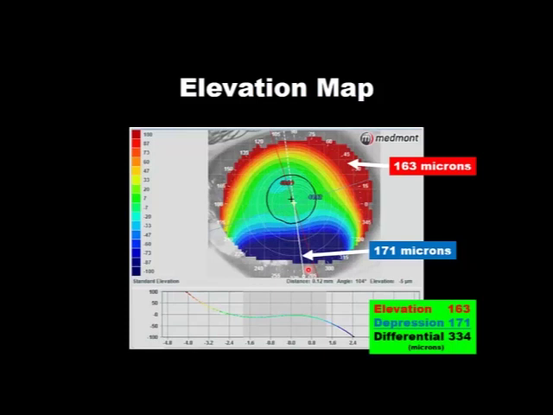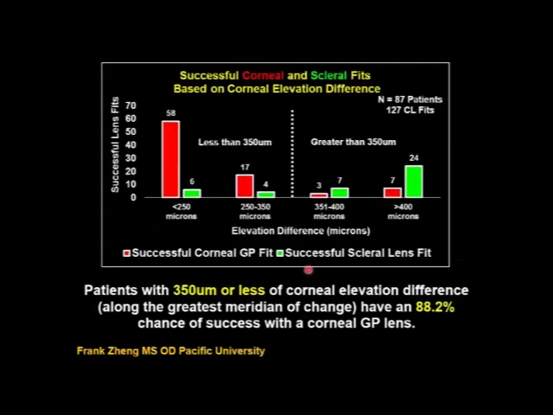What does that mean that we have a 334 micron change in height? Well, a study done at Pacific University by Frank Zhang and our team at Pacific found that when the elevation differential is under 350 microns, that's where corneal GPs worked with great success. You can look at the red bars. That's where corneal GPs were successful for these patients. Green are where we needed to use a scleral lens.